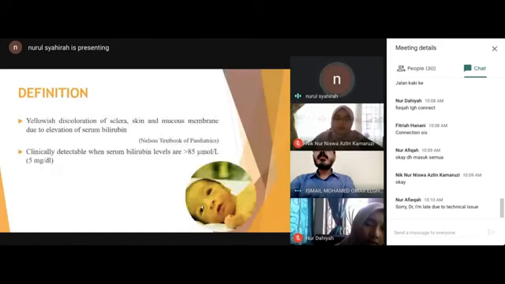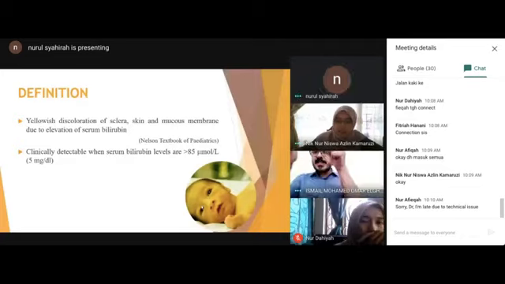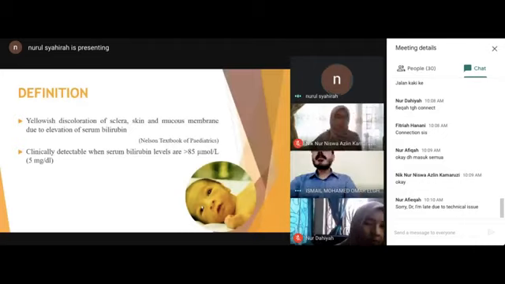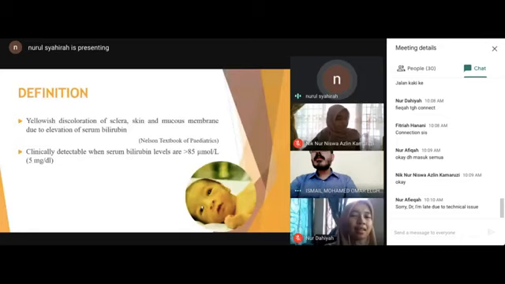Kejap, Kak. Yes, doctor. Doctor, can you see the slide? I'm fine. I can see now. Yes, now I can see. Good. Hello. Saya nak ada background noise.